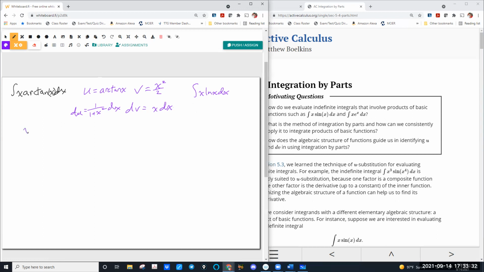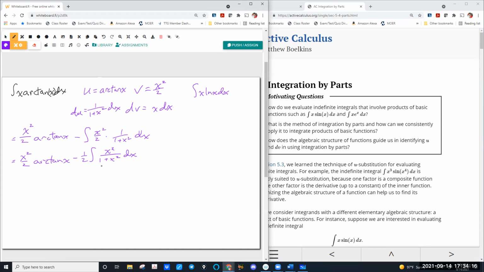So uv, x squared over 2 arctan x, minus the integral of v du, which is x squared over 2, oops, forgot the square, over 2 times 1 over 1 plus x squared dx. I'm going to clean this up. This part's done: x squared over 2 arctan of x. I'm going to pull the 1/2 out, so I'm going to have minus 1/2. I like pulling my constants out. And then I've got x squared over 1 plus x squared dx.